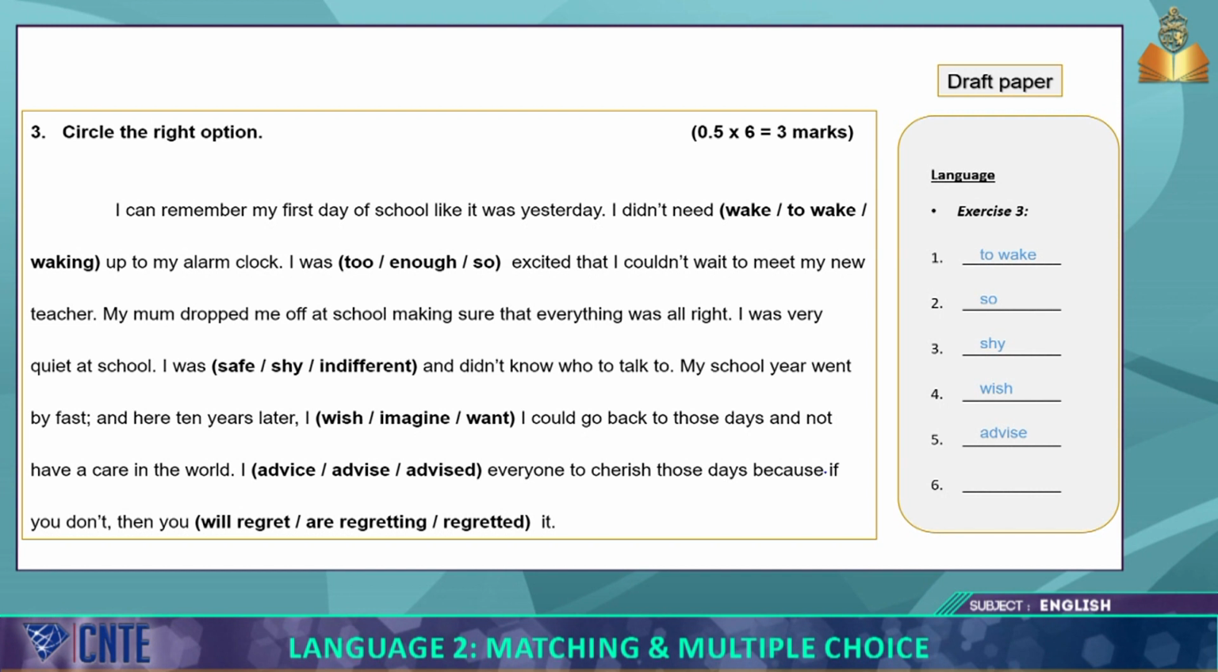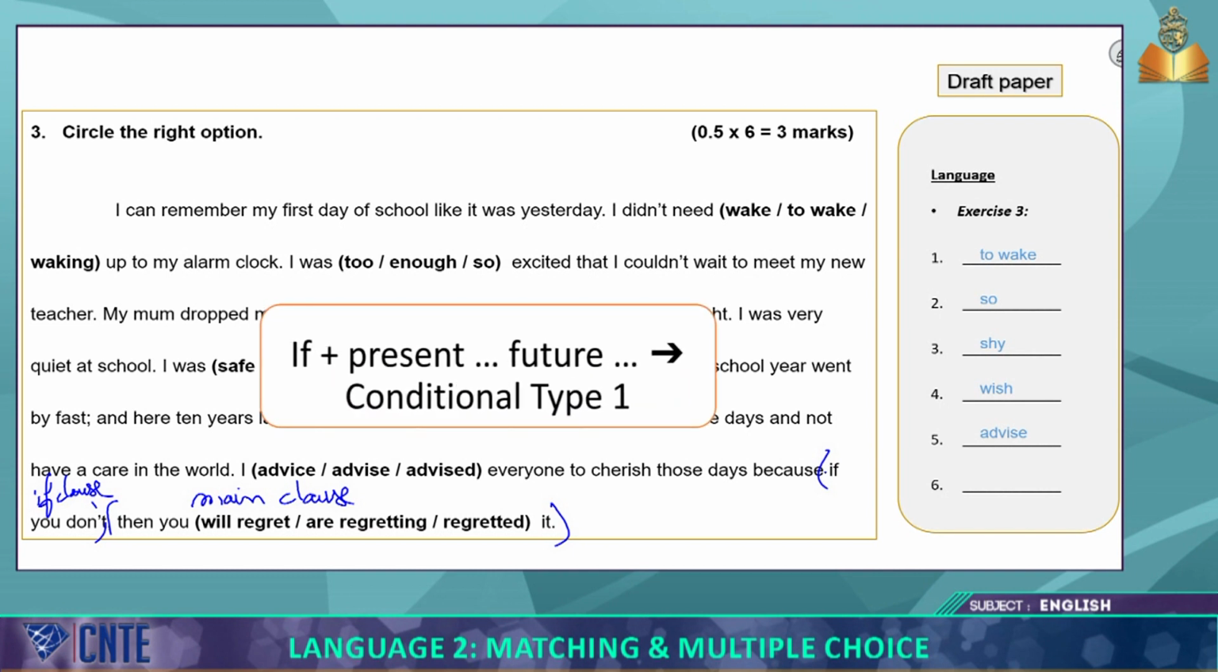Okay, last gap now. I advise everyone to cherish those days because if you don't, then you will regretted it. This is the conditional. We have an if clause, followed by the main clause. The verb right after if is in the simple present. So, the verb in the main clause must be in the future. This is the conditional type 1. You studied it in module 4.